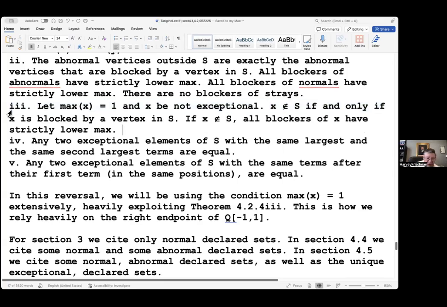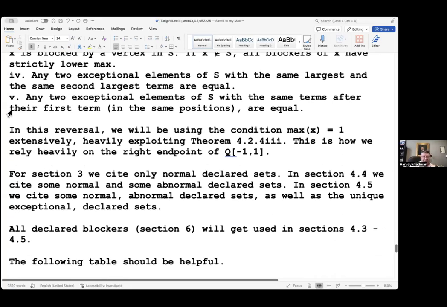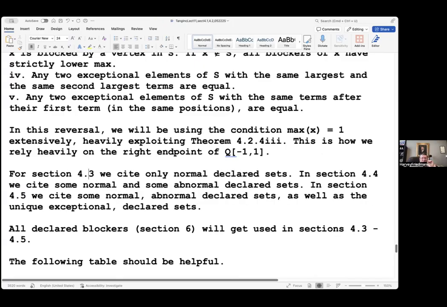From section 3, we cite only normal declared sets. From section 4.4, we cite some normal and some abnormal declared sets. In section 4.5, we cite some normal and abnormal declared sets as well as the unique exceptional declared set, because these exceptional things are used in order for us to do tupling. All declared blockers will get used in sections 4.3 to 4.5.